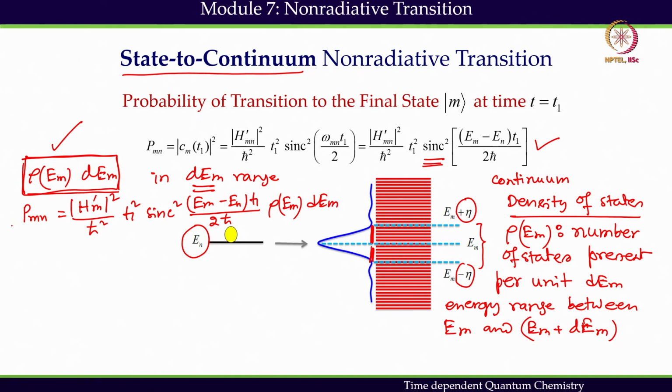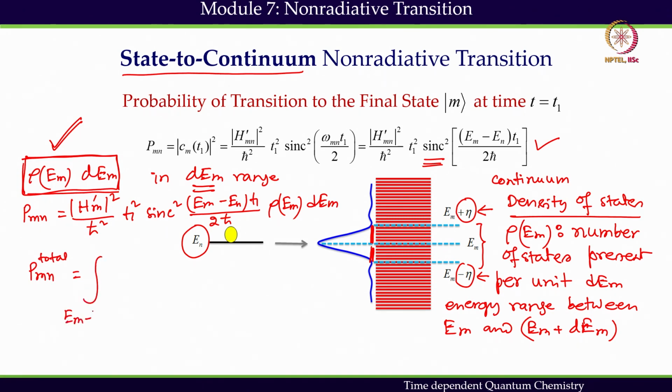So this is the total probability of transition to this many states. And if we say that the radiationless transition occurs from an initial state to a group of final states whose energy Em lies within an energy interval from Em minus eta to Em plus eta, in that case the total probability will be given by this integration.